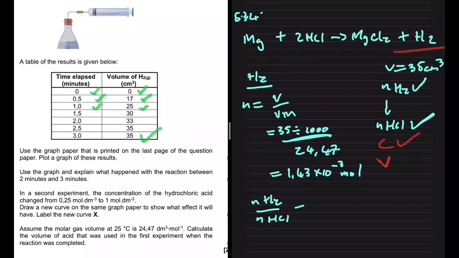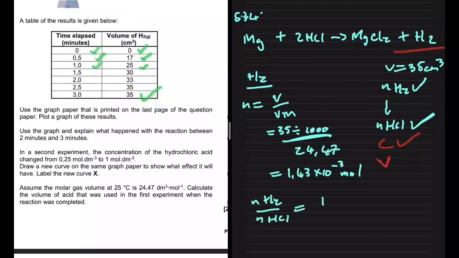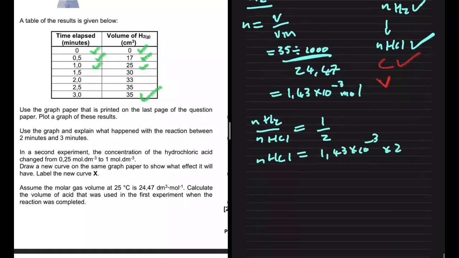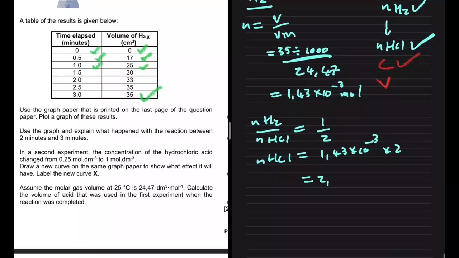Right. So now balancing coefficient, the number of moles of H2 divided by the number of moles of HCl is equal to 1 divided by 2. So the number of moles of HCl will be equal to the number of moles of H2 multiplied by 2. And if we do that, we're going to get 2.86 times 10 to the minus 3 moles as the number of moles of HCl.